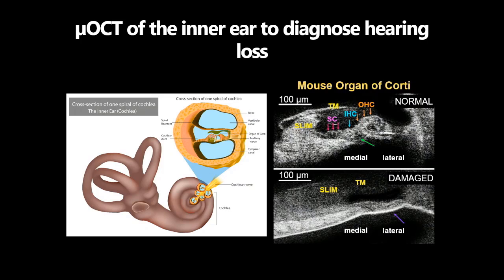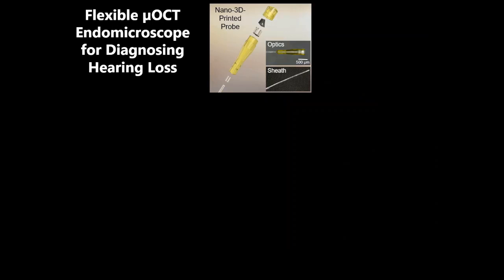And we're able to show, for example, in mice, that in a normal organ of Corti you can see those cells. These are the inner hair cells, the outer hair cells, and these things called the supporting cells. But when you noise damage mice, you see that those cells go away, as in the bottom image that says damaged. So we've been developing this tiny little probe that you can stick in through the round window of the inner ear minimally invasively.